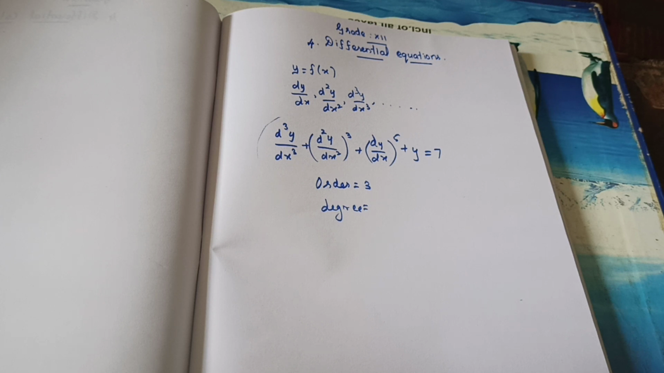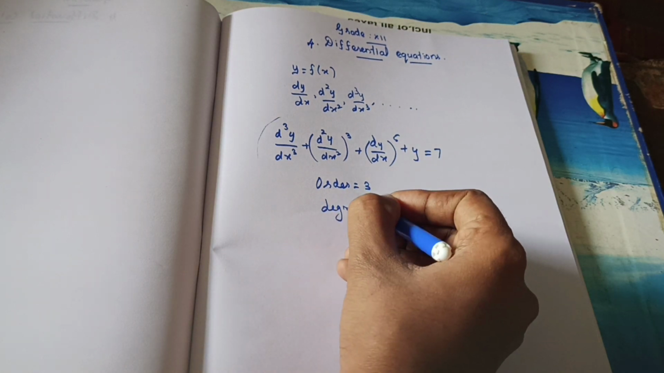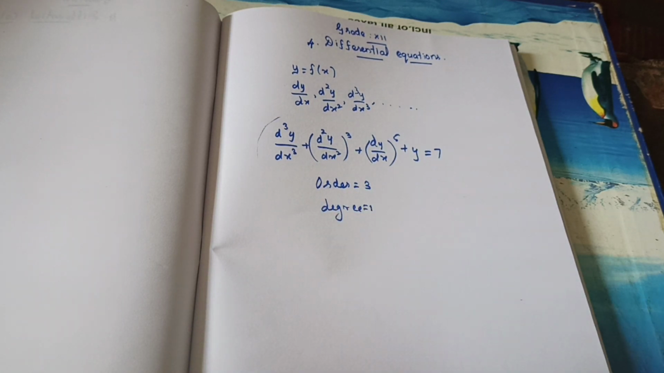What's the power of that highest order derivative? 1. So the degree of the differential equation is 1. Understand, students? This is called the order and degree. Using this we are going to do the first example problem. Very easy, so you don't confuse order and degree. Order means highest. Is it right? Then power is degree.